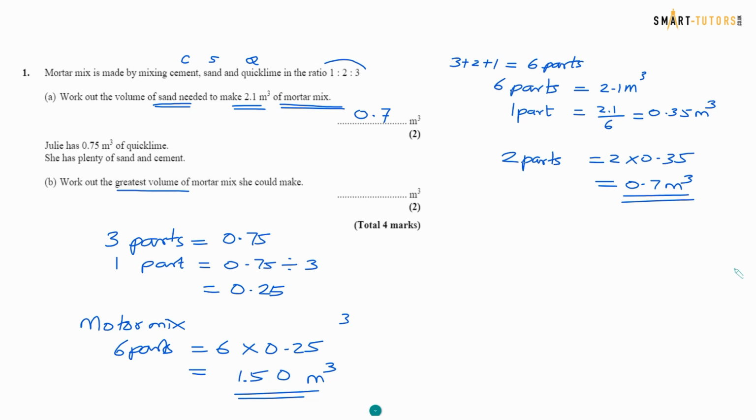So that's the question number 1, 4-marker question. Careful with the parts and how you divide. So just do a couple of ratio questions, you'll be all right.